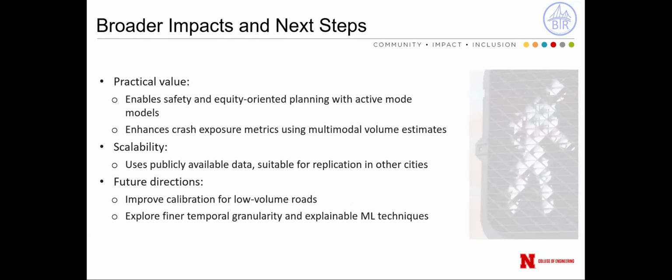There are several important implications of the study. First, this approach enhances crash exposure metrics by allowing us to estimate multimodal volumes even where no counts exist. Second, it supports safety and equity analyses by revealing patterns in pedestrian and bike activity. Because we use publicly available datasets like EPA smart location data and NDOT shape files, the methodology is scalable and replicable. For future directions, we recommend focusing on improving calibration for low volume streets and testing the use of finer time intervals.